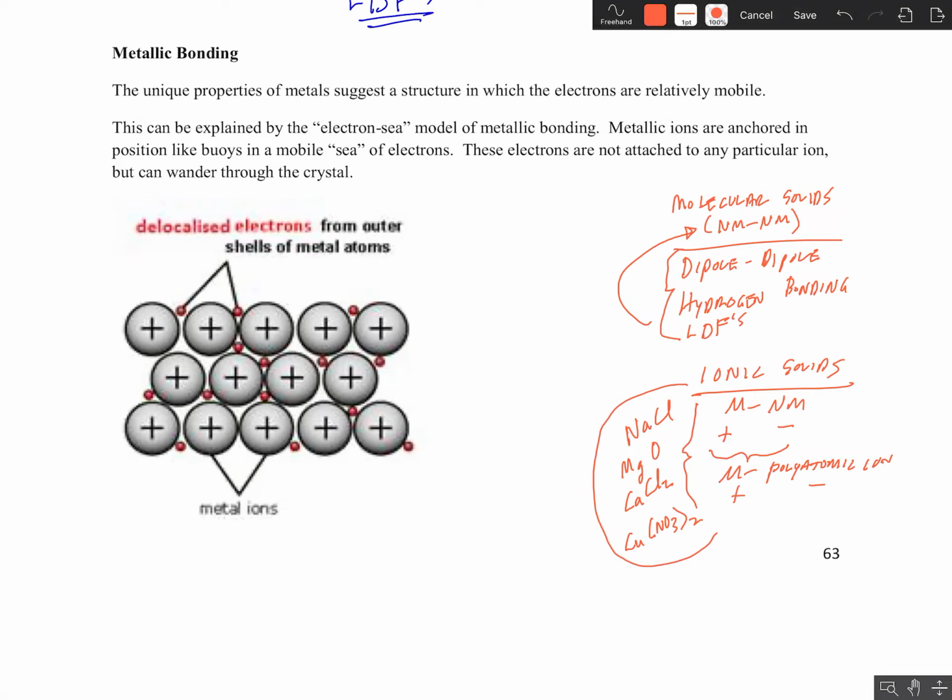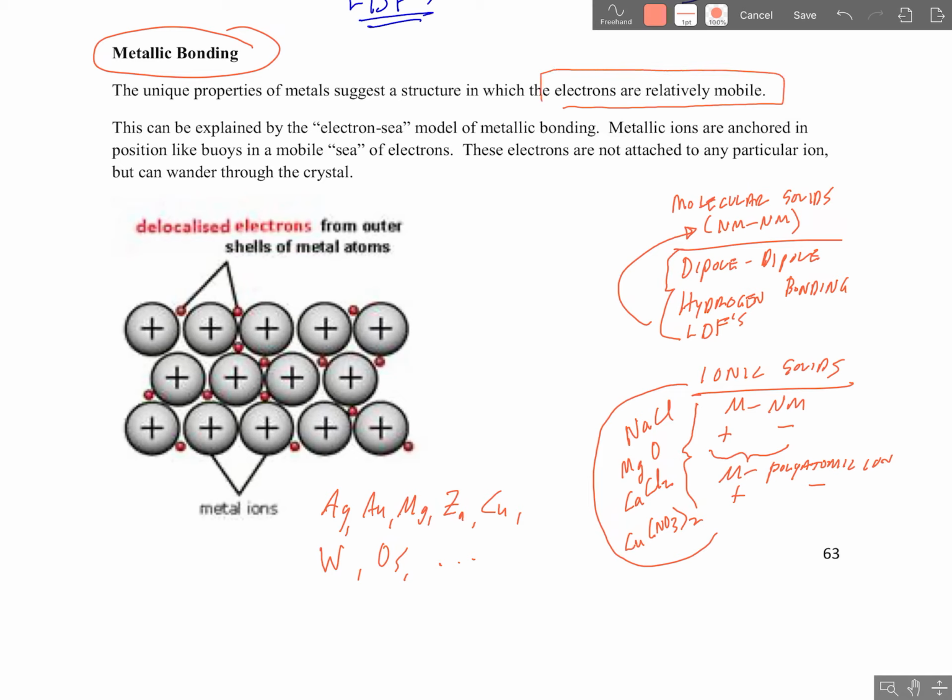Well, what about metals? What about something just like silver or gold, everyone's favorite, magnesium, zinc, copper, tungsten, osmium, etc. How are those metal atoms stuck to each other in their crystalline lattice? Well, we call that metallic bonding. It turns out that these valence electrons in metal crystals are not just relatively mobile, they are very mobile. They're not attracted to a specific metal ion within the crystalline lattice. And so we use this thing called the electron sea model to help us understand what metallic bonding is.